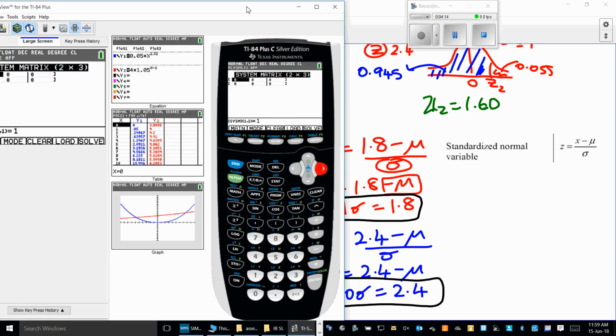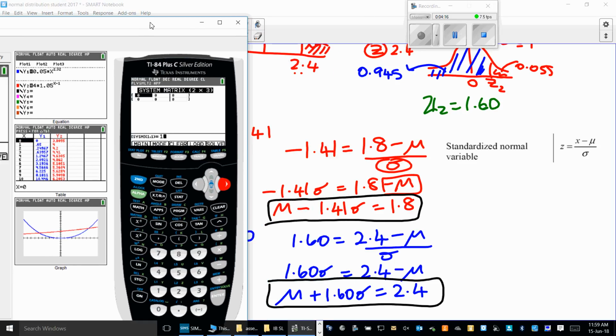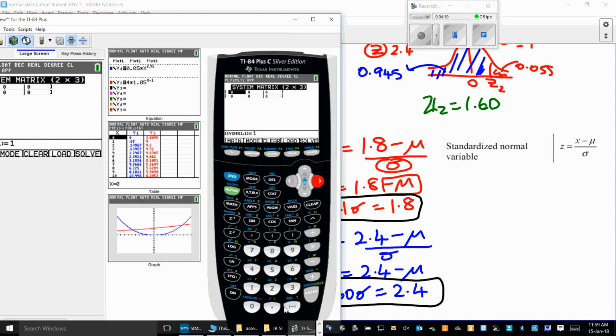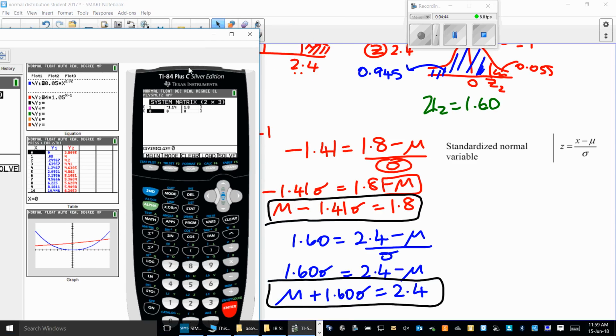and then negative 1.41. Why have I got an extra number? I didn't press enter. 1, enter, negative 1.41 goes in next, and then 1.8. So I've just inputted the information from my red equation. So the coefficients were 1, negative 1.41, and that was equal to 1.8. The 1 is there because it's the coefficient of the m.